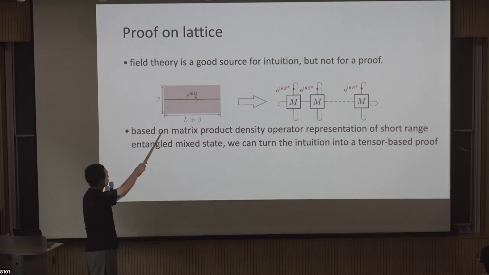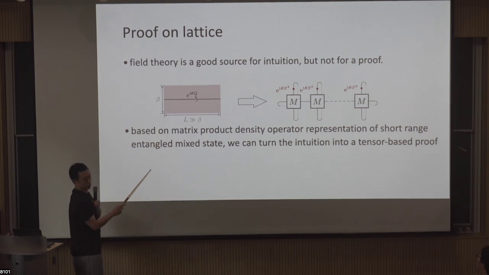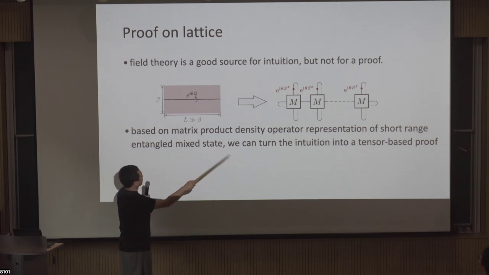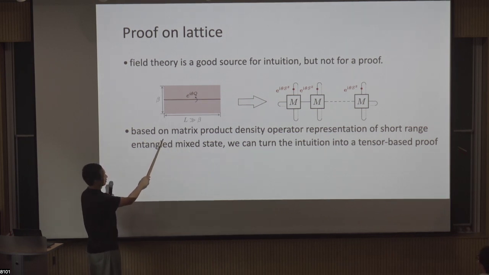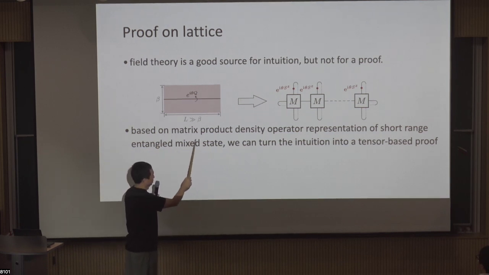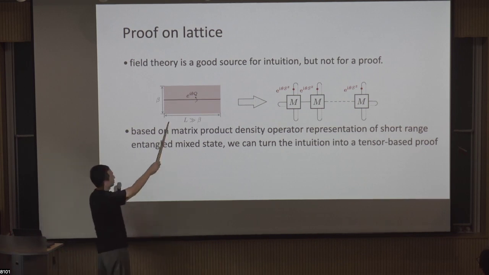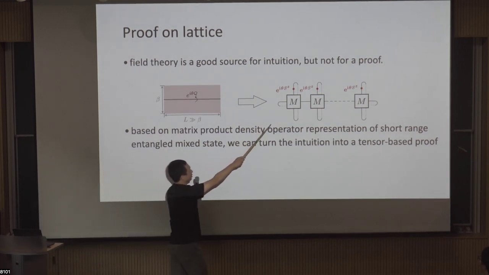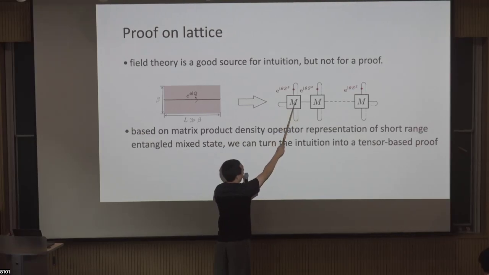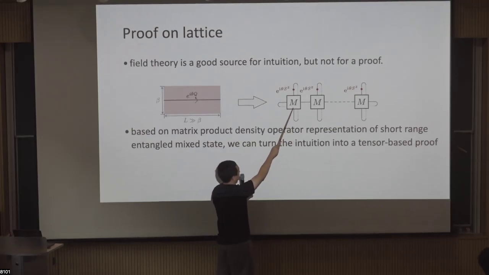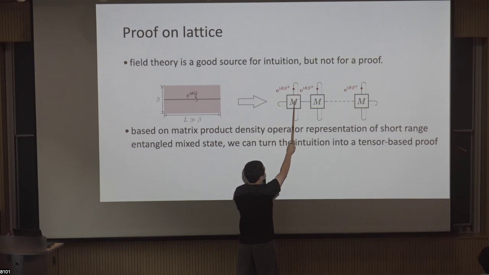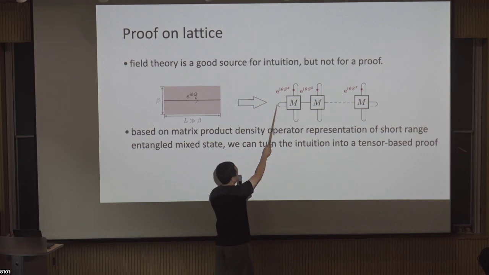We can actually prove this if we assume something like, for short range entangled mixed states, there is a matrix product density operator representation. That's commonly assumed in this business. If there exists such a representation, that's native on the lattice. So this is basically the lattice side, and you represent your density matrix in this form. There's an MPDO for each site, and you can trace that, and you can compute the trace of it.